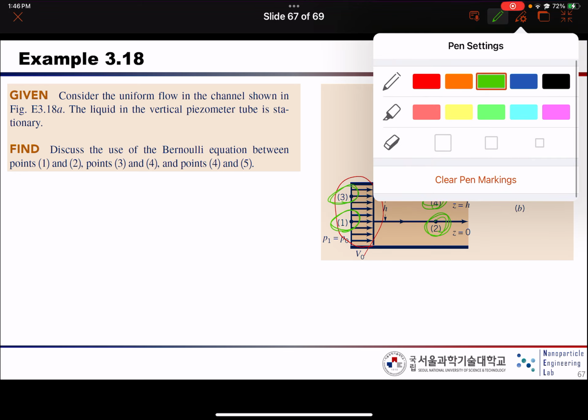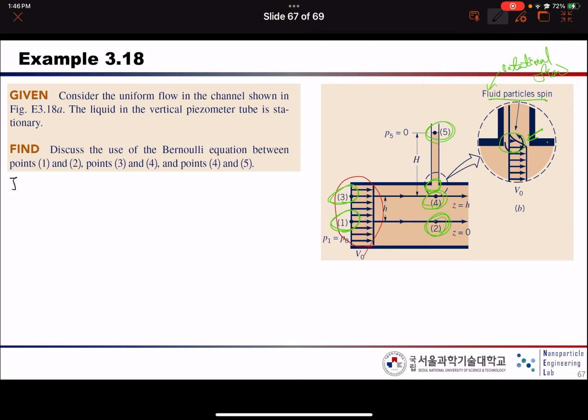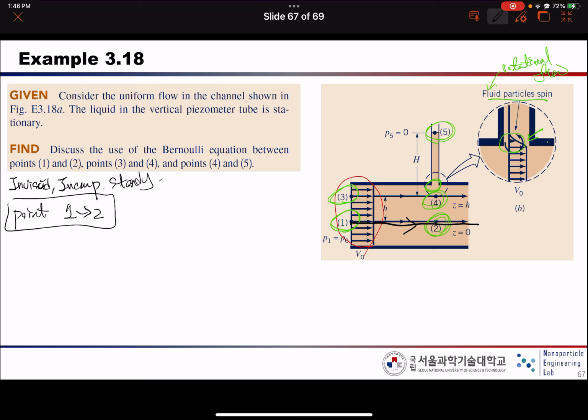So if we make an assumption of inviscid, incompressible, and steady flow, between points 1 and 2, we can use the Bernoulli equation, right? Because they are on the same streamline. And also points 3 to 4, we can also use the Bernoulli equation as well, right?